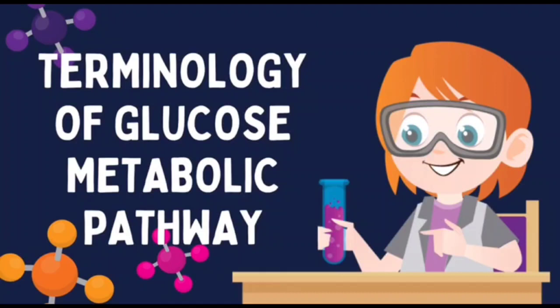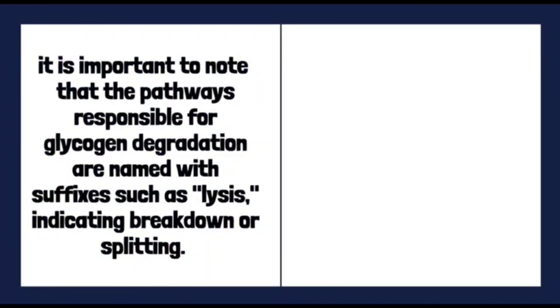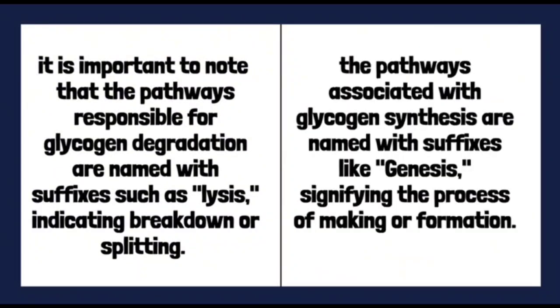I will discuss the terminology of glucose metabolic pathways. I will teach the connections between four frequently occurring metabolic pathways that involve glucose. On the left side, it is important to note that the pathways responsible for glycogen degradation are named with suffixes such as lysis, indicating breaking down or splitting. Conversely, on the right side, the pathways associated with glycogen synthesis are named with suffixes like genesis, signifying the process of making or formation.